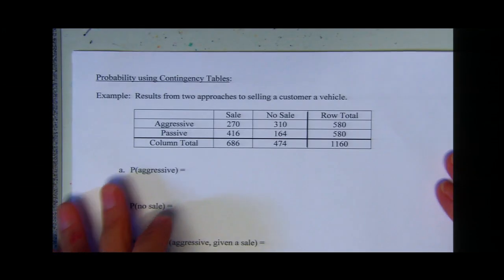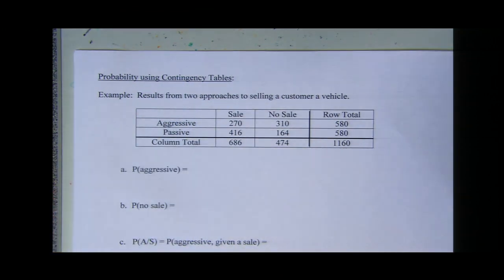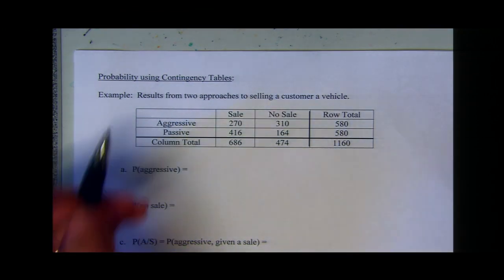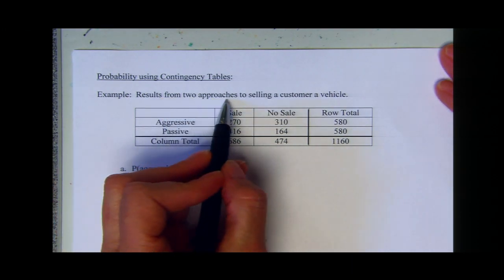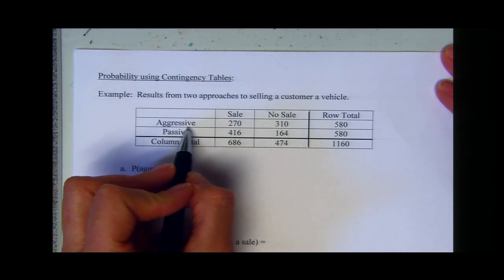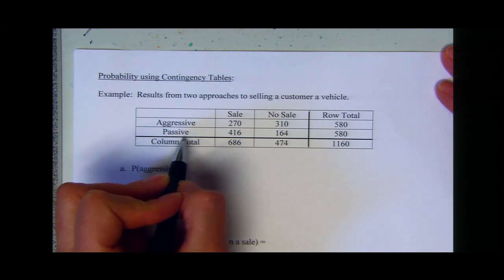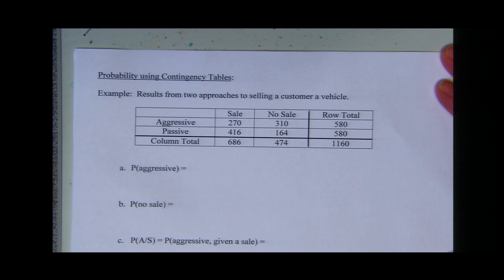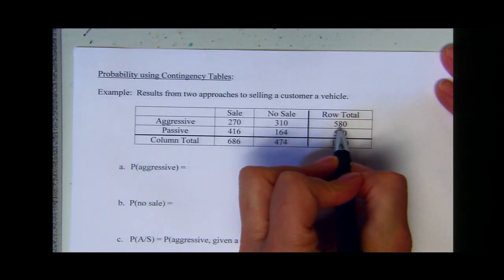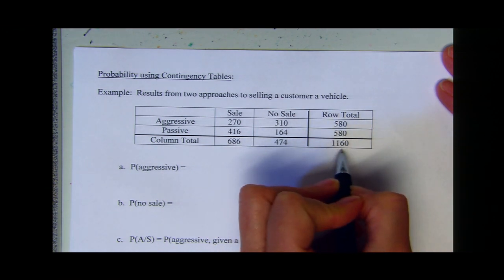Now this last example is reading from a table or a chart. So probability using contingency tables. All right, so here we are given the results of 2 approaches to selling a customer a vehicle. So what this tells me is that a customer was approached aggressively when they were buying a car, and another customer was approached passively. So we have a total of 580 that were approached aggressively, 580 that were approached passively. The total number of customers then would be 1,160.